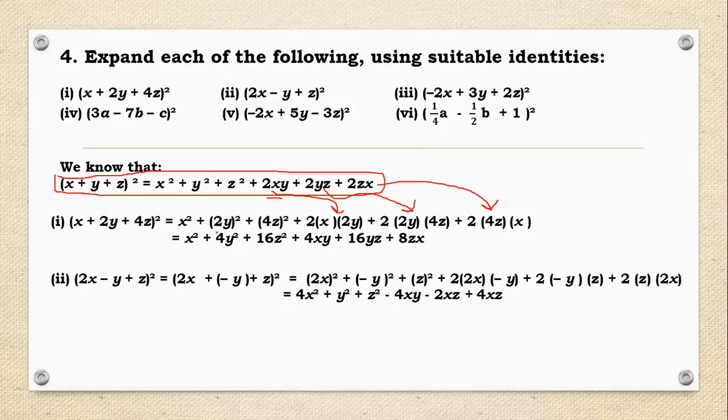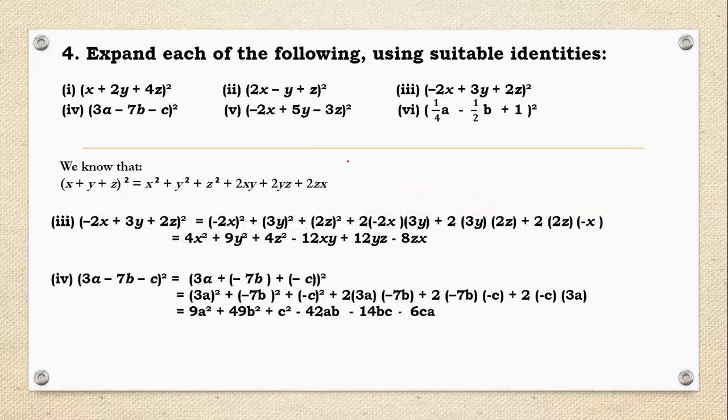So you can solve the next step here. We have x square plus 4y square plus 16z square plus we have multiplied 2 times 4, then xy, then 16yz, and then we have written 8zx. So very simple to do the first part here. Similarly, in the second part also we have to set the terms according to the identity, and then expand it. So you can see here the first term is 2x as per the trinomial x, y, z. The second term we have minus y, and the third term we have z. So we have set it according to the identity, and we again simplified it.